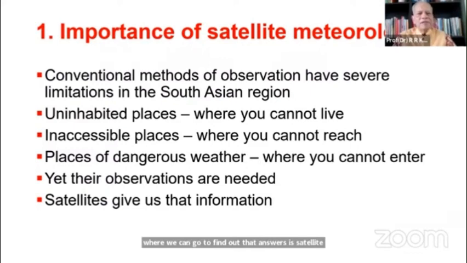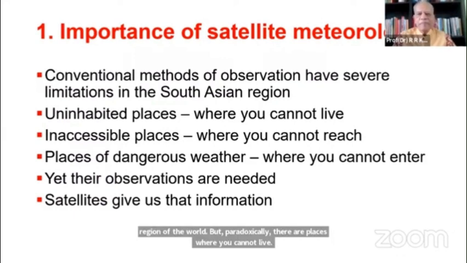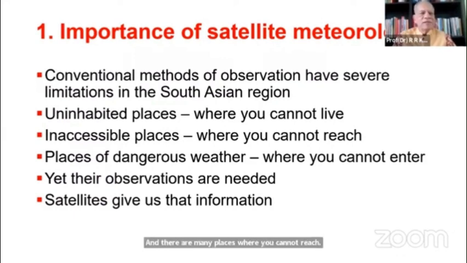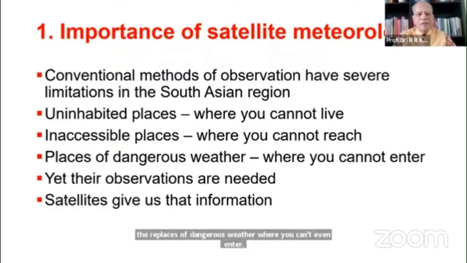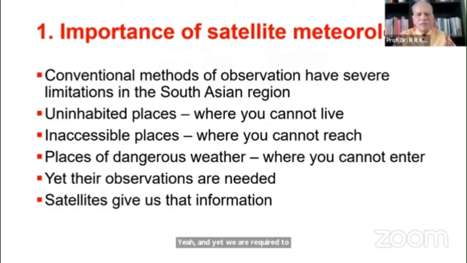South Asia is actually a very highly populated region of the world. But paradoxically, there are places where you cannot live. And there are many places where you cannot reach. And there are places of dangerous weather where you can't even enter. And yet, we are required to get observations from these places if we want to understand the climate of South Asia. Satellites give us that information.